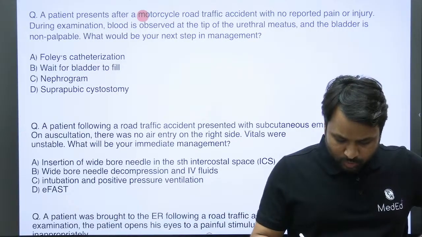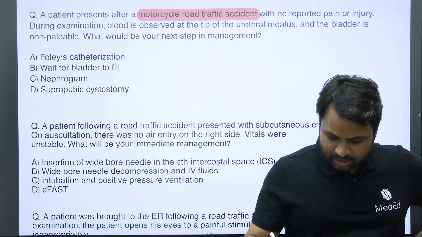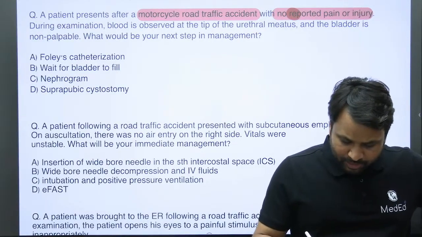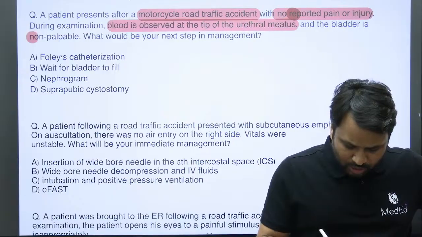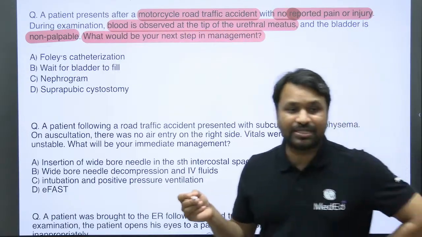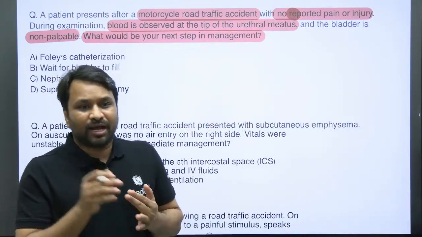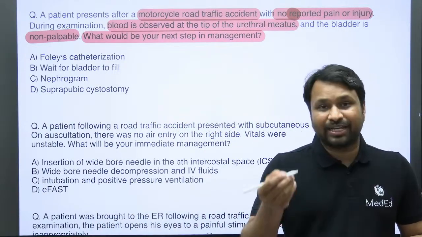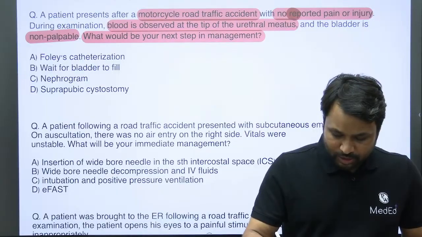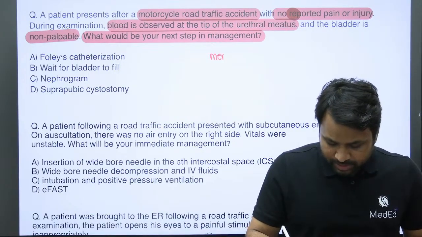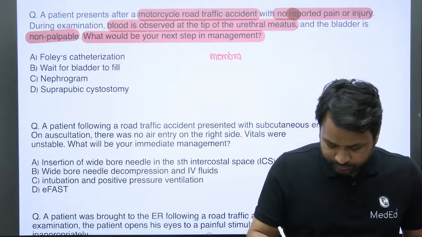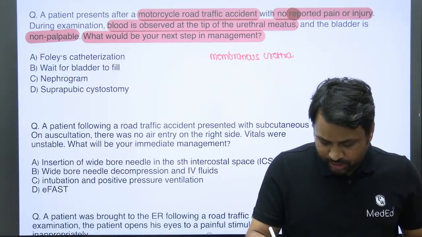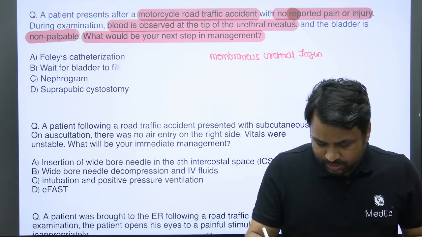A patient presented after a motorcycle road traffic accident, with no reported pain or injury. During examination, blood is observed at the tip of the urethral meatus. The bladder is non-palpable. What would be your next step? Road traffic accident, unable to pass urine, blood at the meatus. This is all indicative of posterior urethral injuries, that is, membranous urethral injuries. That is your posterior urethral injury.